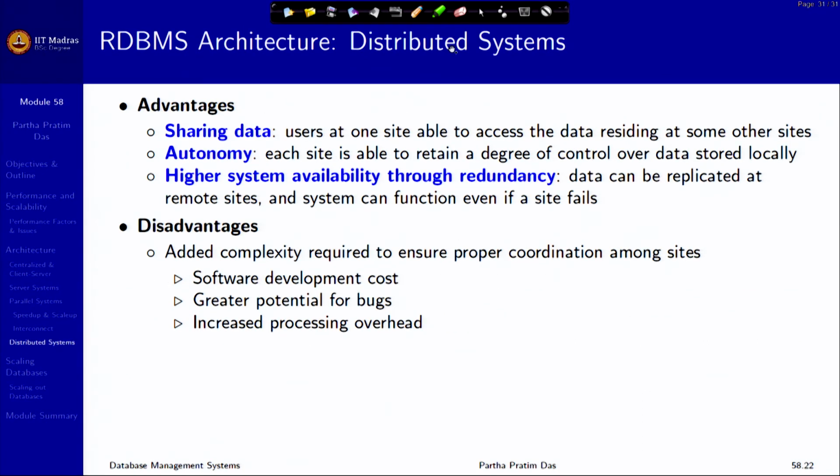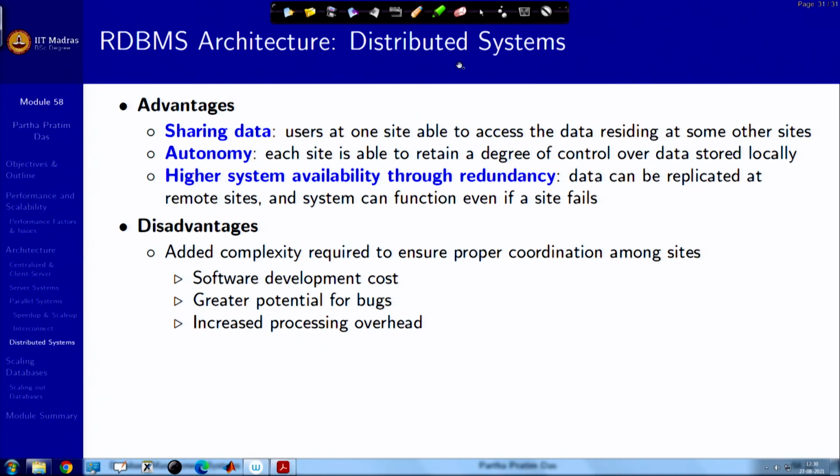So, the advantage is in terms of sharing data, the user at one site is able to access data residing on another site. So, there is an autonomy of sorts, and it has higher system availability because of the redundancy, because some data may be replicated across remote sites, some data may be exclusive and so on. But certainly you have a number of disadvantages in terms of development cost, greater potential for bugs, because the system is getting more complex, and increased processing overhead.